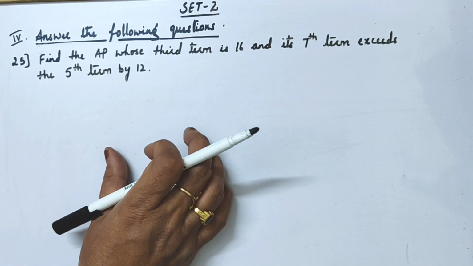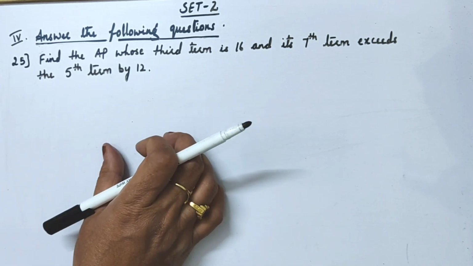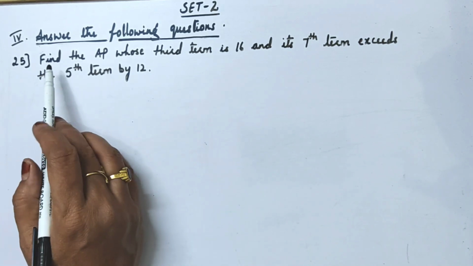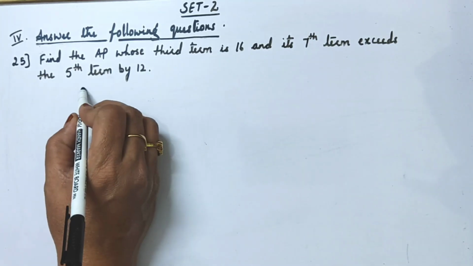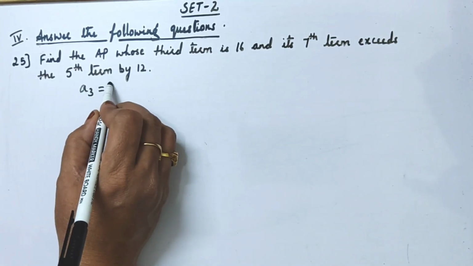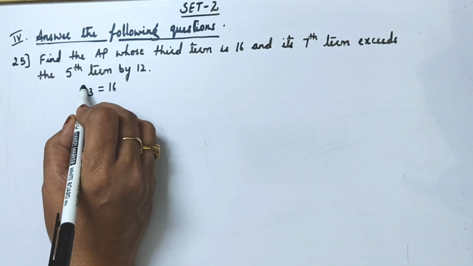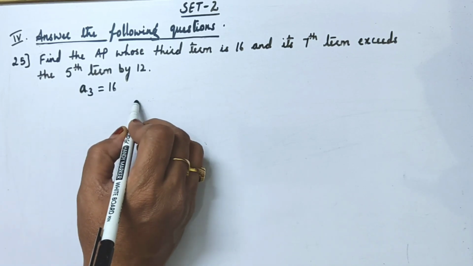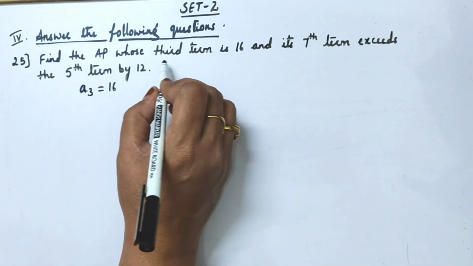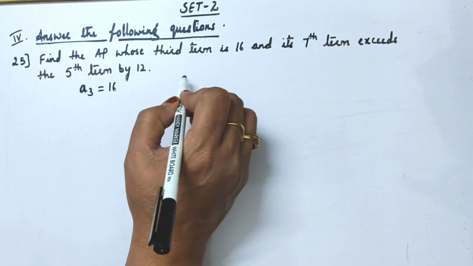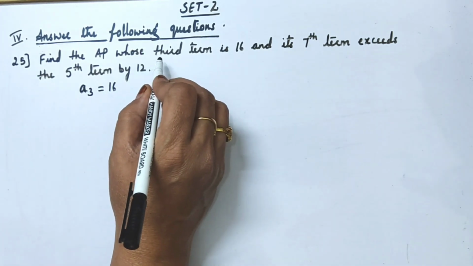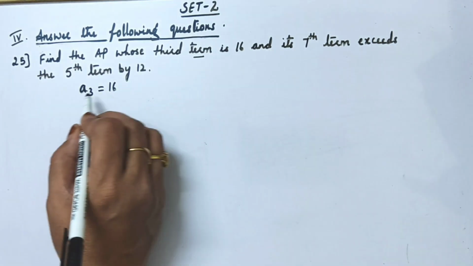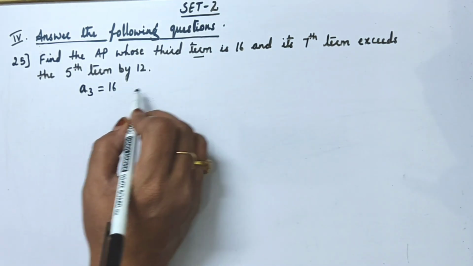I've already done questions 1 to 24. Now this is the 25th question. Find the AP whose third term is 16. Third term is 16. As it is a term, we are going to write A3 equals 16. If we had the sum of 3 terms, we could write S3, but we don't have the word sum here. Directly there's a term, so let me go with A3 equals 16.